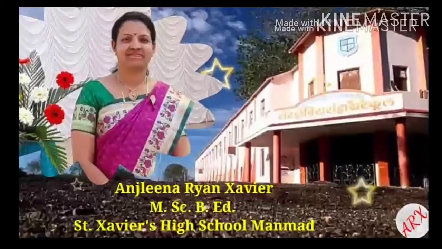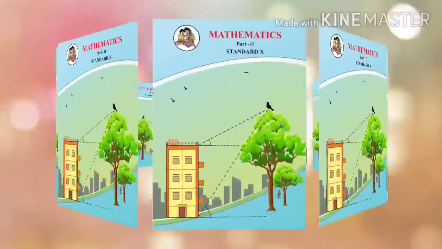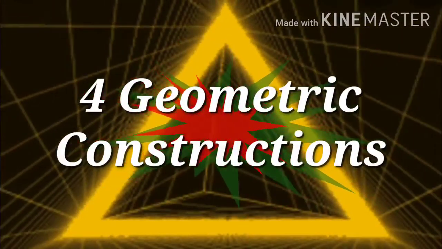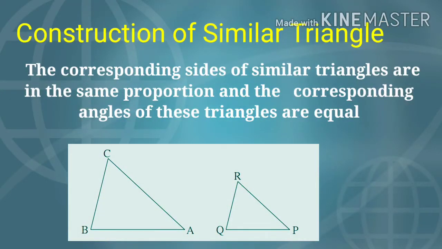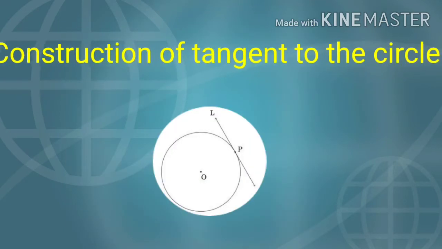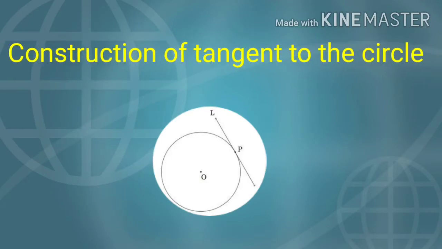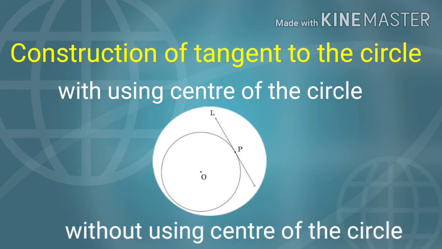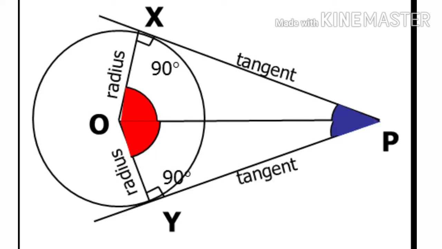Hello students, today we are going to study Mathematics Part 2 of Standard 10, Chapter number 4, Geometric Constructions. Earlier, we studied construction of similar triangles and construction of tangents to the circle at any point on the circle, using the center and without using the center of the circle. Today we are going to study construction of tangents from an external point of the circle.